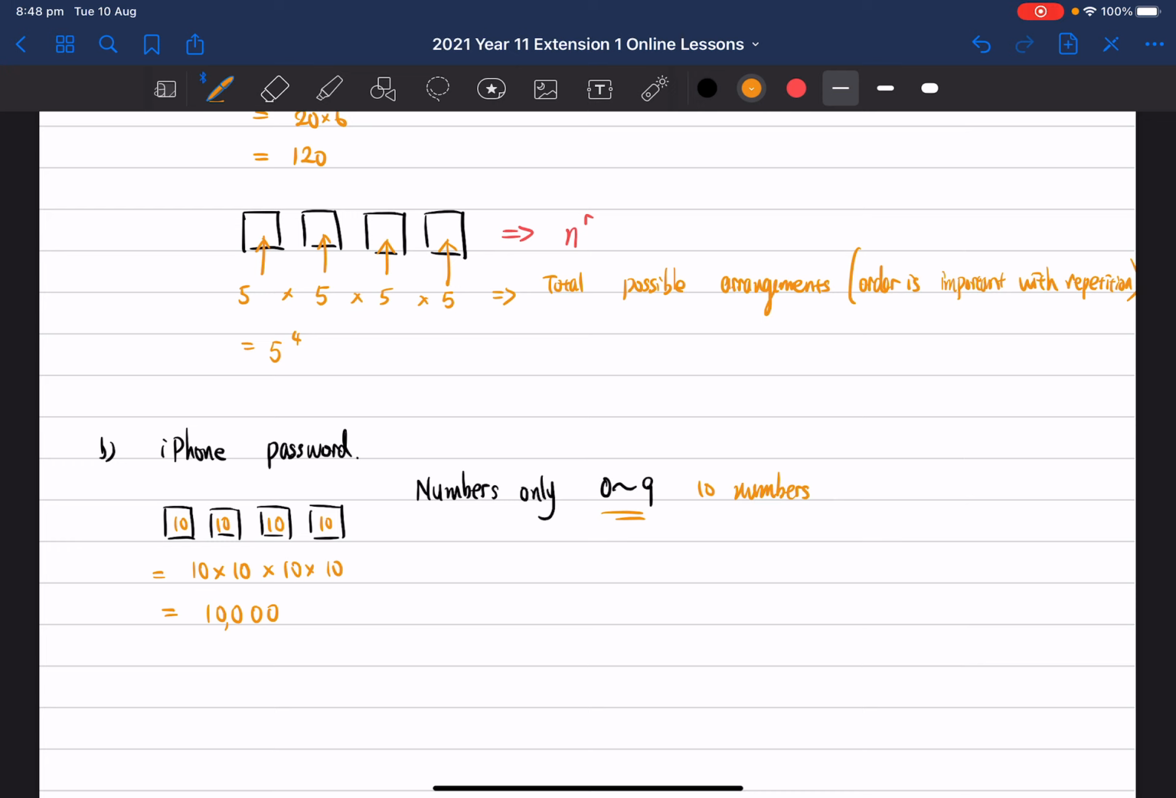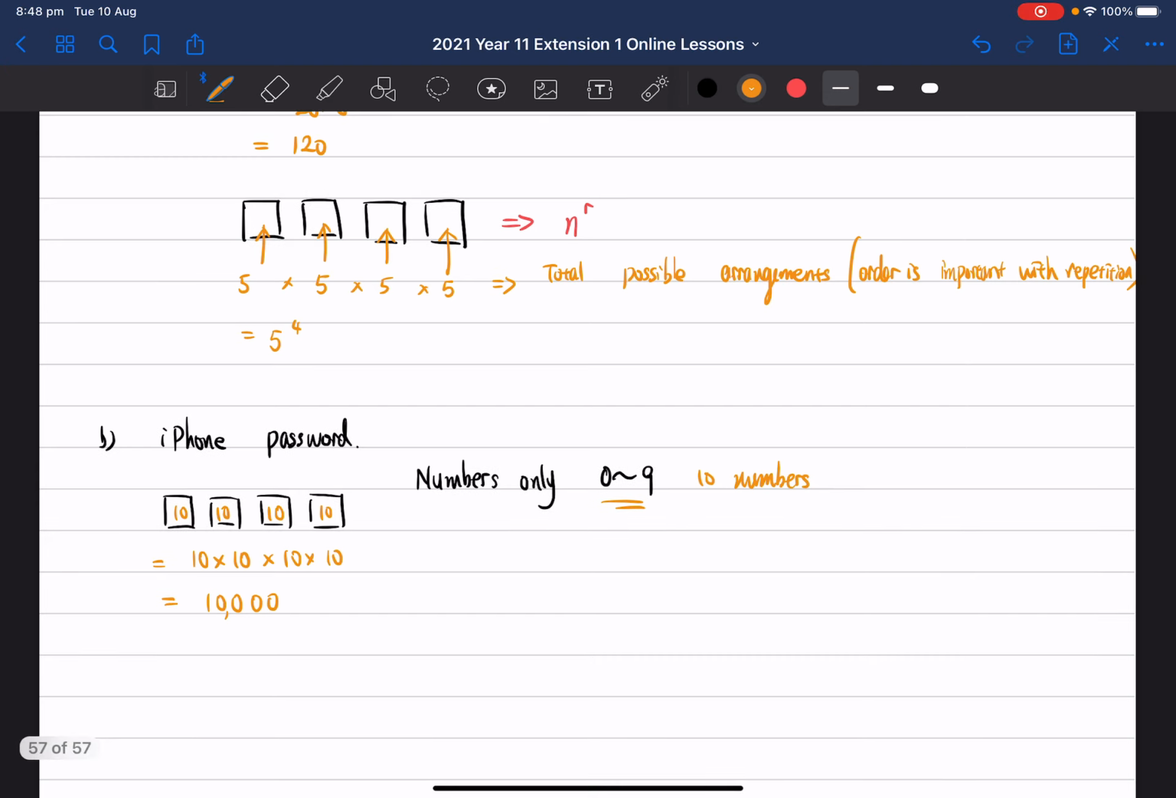Which is still a lot. Usually, it's sort of impossible to guess it. The chance you can guess a random 4-digit PIN correctly is 1 out of 10,000. Still, I would say that's a very small chance to guess it correctly.